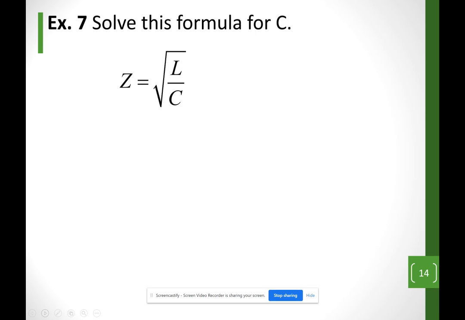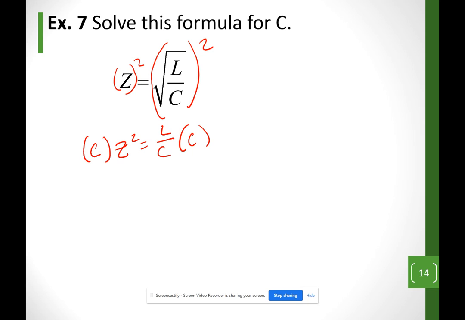Now, what if we have only letters? Same idea. I see the square root. It's all by itself on the right side of the equal sign. So I'm going to square this side, and I'm going to square this other side. So I have that z squared is equal to L over C. I want to get rid of fractions. The way I'm going to get rid of a fraction is by multiplying both sides by C. So I have that C z squared is equal to L.